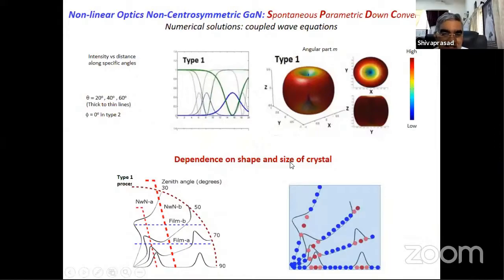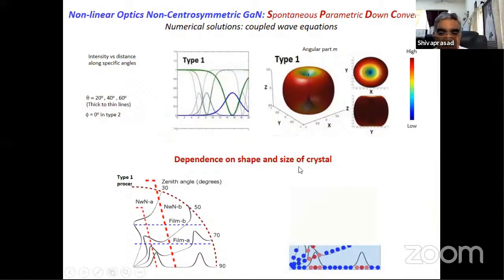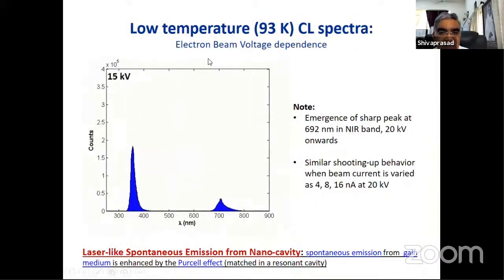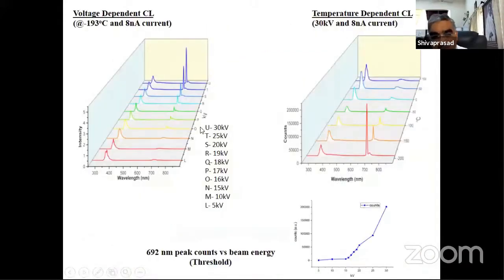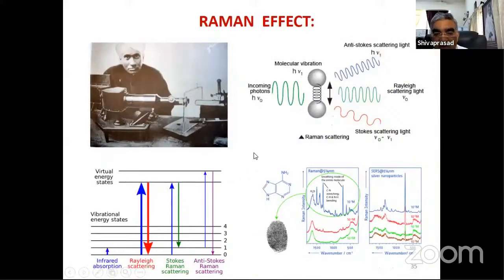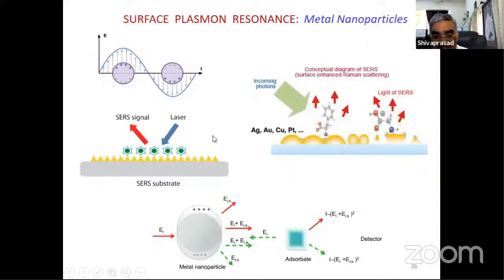We did a lot of numerical solutions to these problems to understand how these kinds of interactions take place. Then you see, when we go to low temperature, we start getting very sharp, laser-like emission. What happens at low temperatures is something we again tried to understand by doing those calculations. It is based on the Purcell effect, the thresholds, and so on.